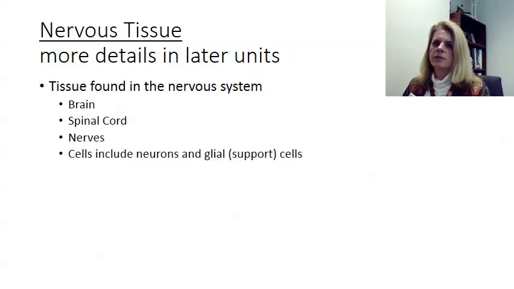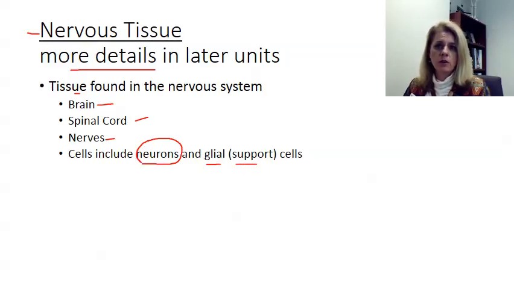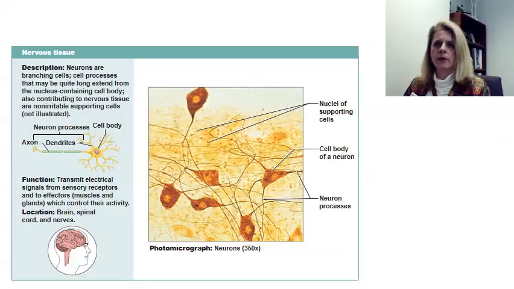Now the last type of tissue is your nervous tissue. Again, more details later. We have a whole unit on the nervous system. This type of tissue is what makes up the brain, the spinal cord, and your nerves. Nervous tissue includes not only neurons, which are the main type of cell that makes up nervous tissue, but also things called glial cells or support cells. So nervous tissue will have neurons, and then glial cells as support cells. And again, we'll talk about that more in detail later.